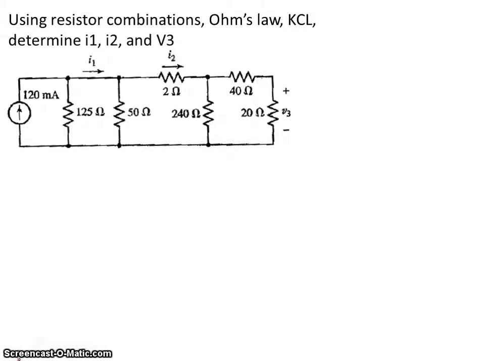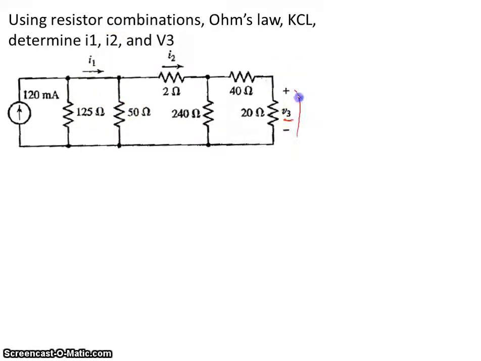We're going to use resistor combinations, Ohm's law, and Kirchhoff's current law to determine I sub 1, I sub 2, and V sub 3. As you can see, from what we have, we cannot get a value for V sub 3, so we need to depend on I sub 2, but we cannot find a way to determine I sub 2 either, and so we go back to I sub 1, and we see that we have to do something else.